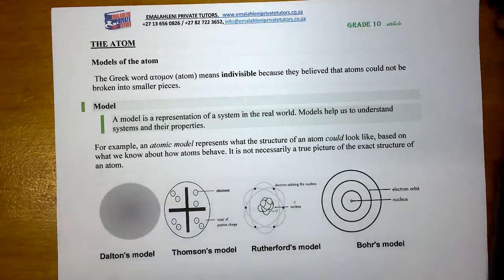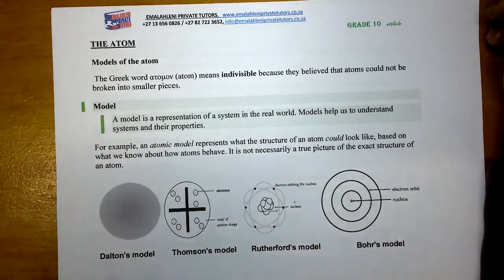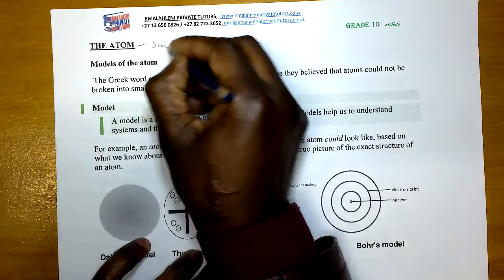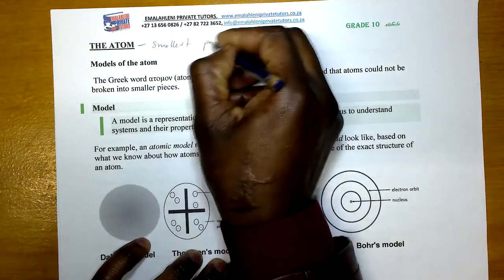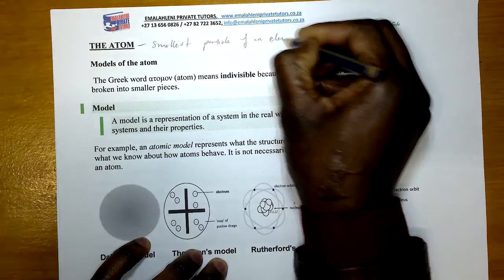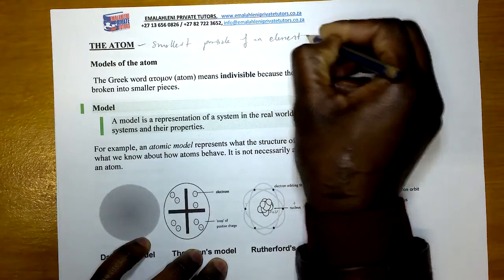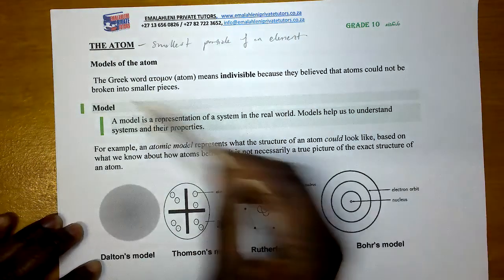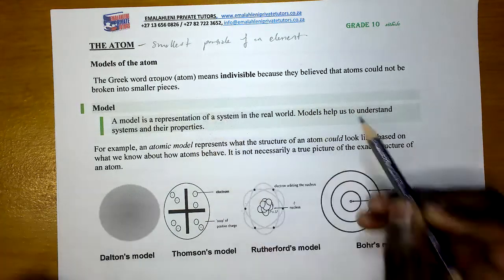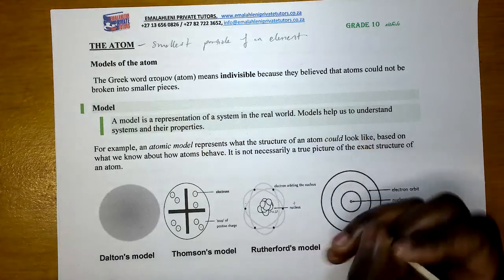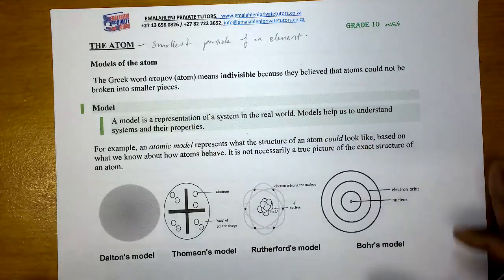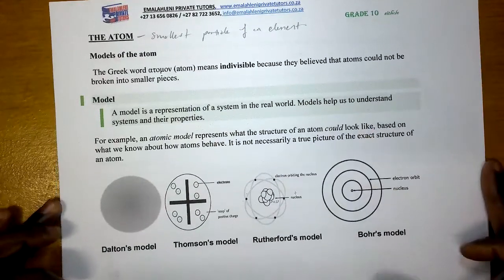Now, today we are going to look at the atom. And what is an atom? We need to understand that this is the smallest particle of an element. So here we must understand that your atom cannot be separated. An atom is the very smallest part. So you can't separate an atom. An atom cannot be broken into smaller pieces. That's what an atom is.